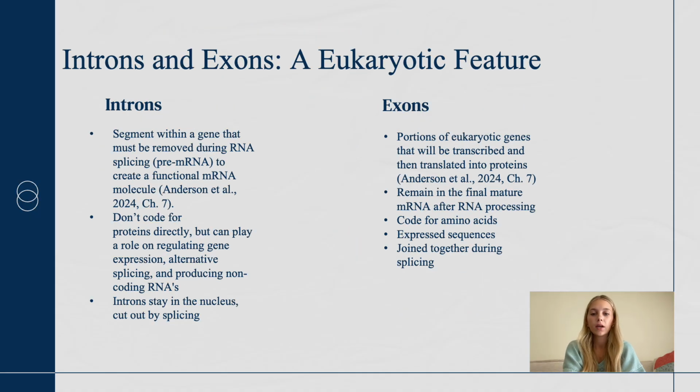Hi, I'm Bryn, and my first slide is on introns and exons and the difference between them. Introns are the segments within a gene that are removed during RNA splicing of pre-mRNA, messenger RNA. They don't directly code for proteins, but they do have important roles in regulating gene expression, alternative splicing, and producing non-coding RNAs. Introns stay in the nucleus and are cut out during the splicing process.